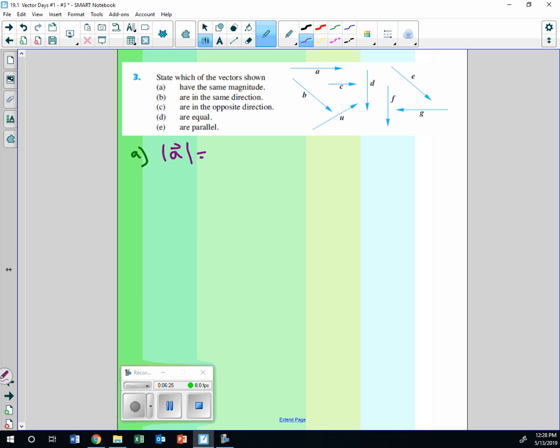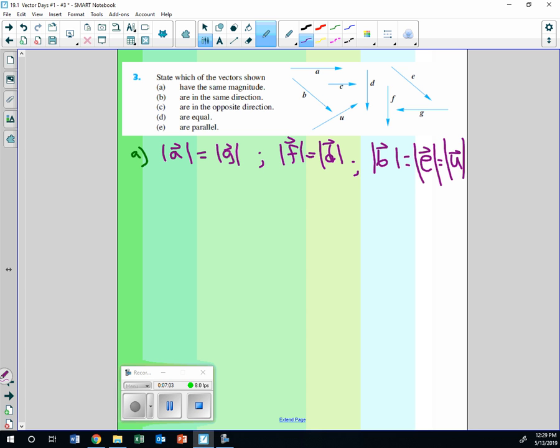I would say G, yeah. Anything else? I'm wondering about F. I think you're right. I'd say it's a little short. F is a little short. I think this is good. But F is going to be the same magnitude as what? D, yep. How about B? Does B have any same magnitudes? E, yep. Any other ones? There's one more. U, yep.